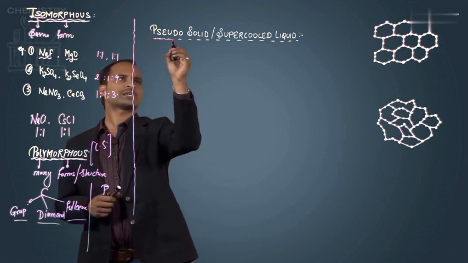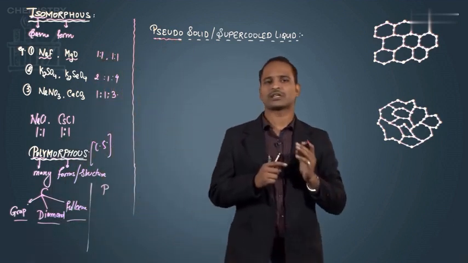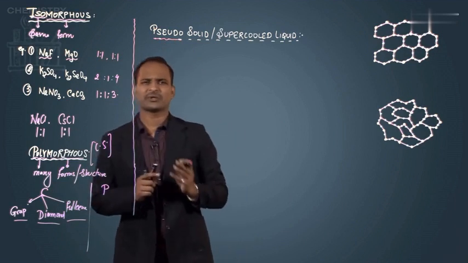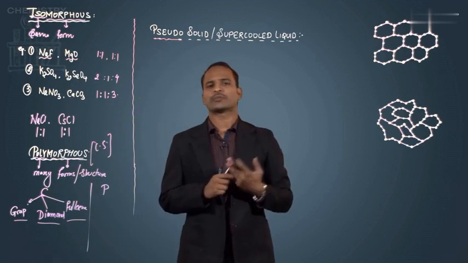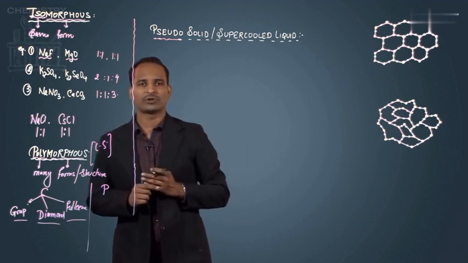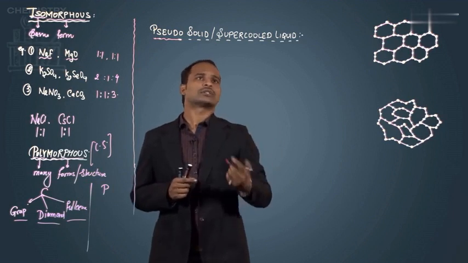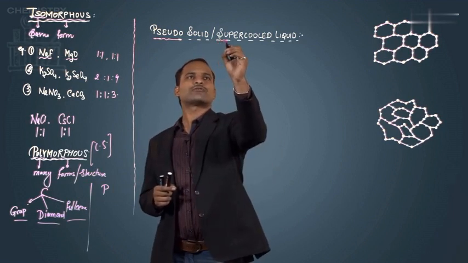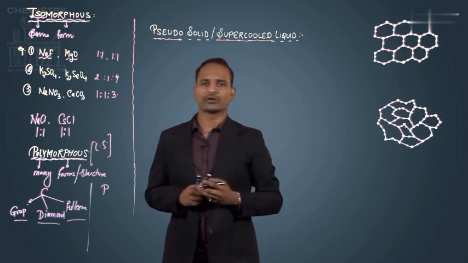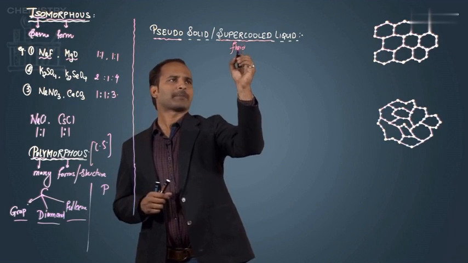Pseudo solid, because as I said, pseudo means false. That means pseudo solid means the amorphous solids are considered as a false solid. The reason I said is because they do not show all the properties of a solid. All the properties of a solid are not present in the case of amorphous solid. That's why we call it a pseudo solid. And it is also known as supercool liquid. The reason for calling it a supercool liquid, I said, is that they show some properties of a liquid also. Which property of a liquid? I said it's the fluidity property.